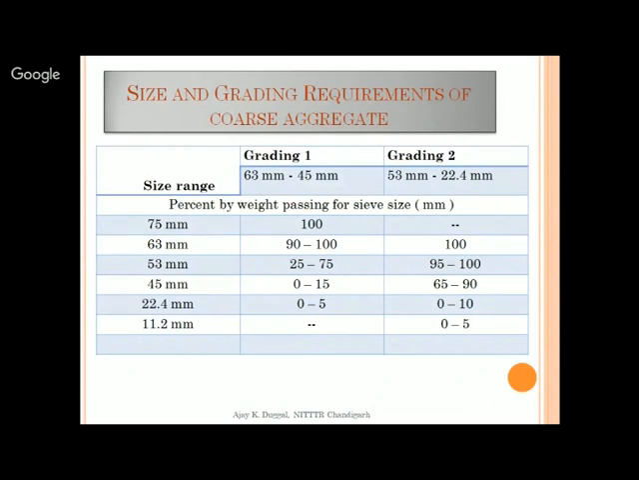Likewise, grading 2 has 53 mm passing and 22.4 mm. So this has all material passing through 63 mm, but up to 5% material can be passing 11.2 mm size. Now obviously we say that the larger the particle size or aggregate size, the larger the thicknesses in which you can place the material.